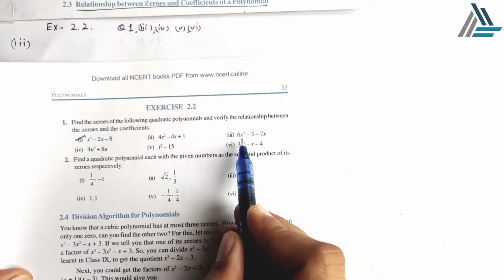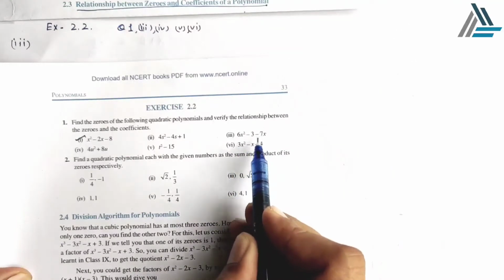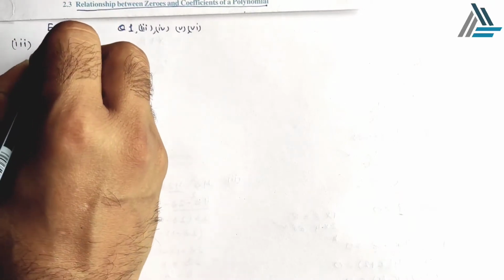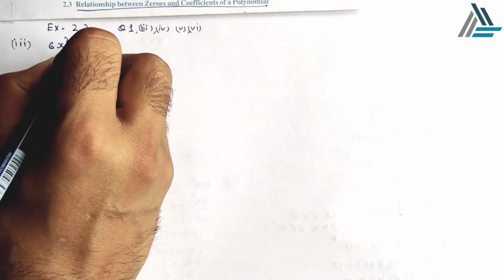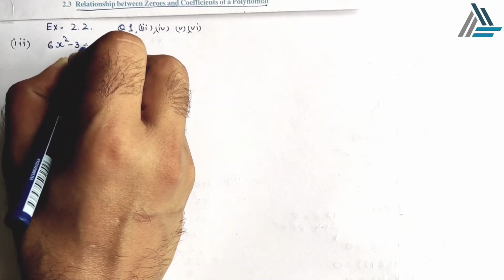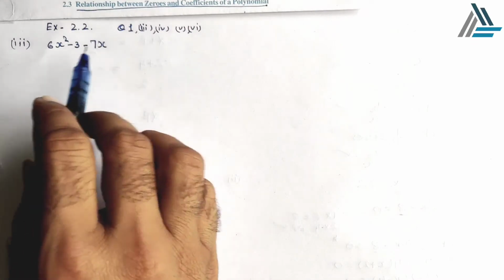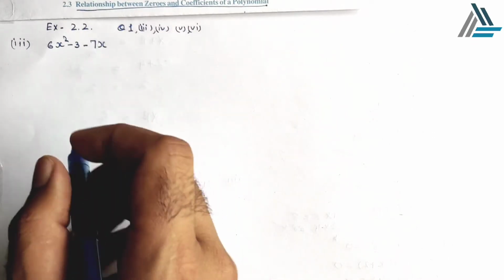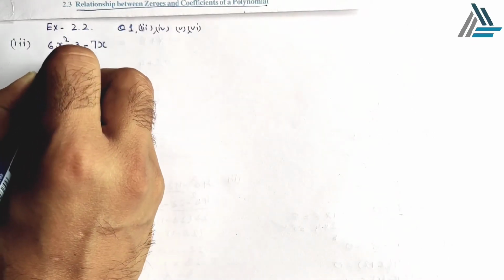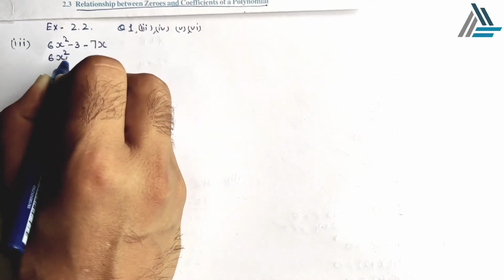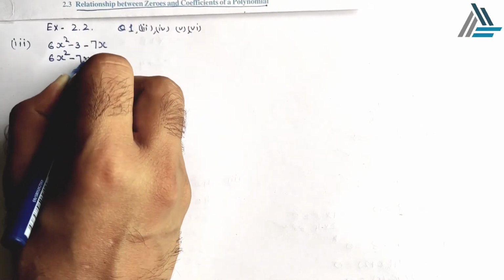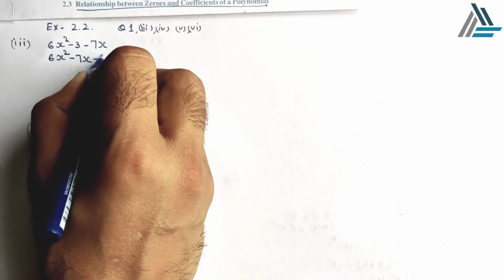Third part is 6x squared minus 7x minus 3. First of all, we arrange the terms. First we write the term with x squared, then the single x term, which is minus 7x, and the constant is minus 3, equal to 0.